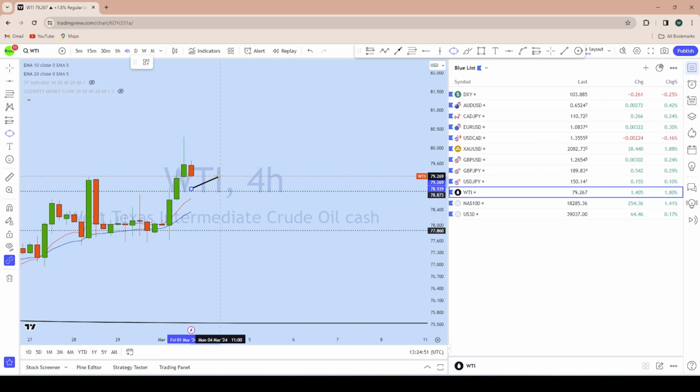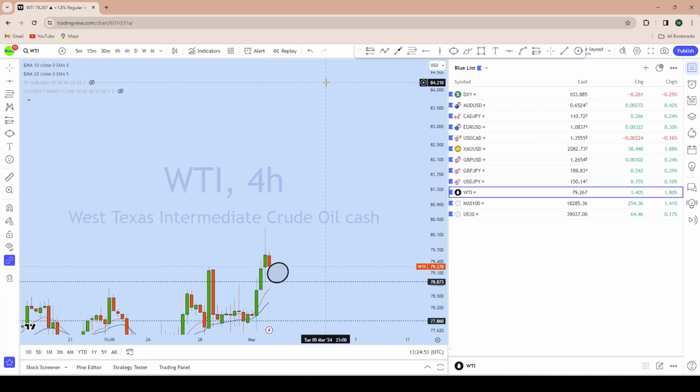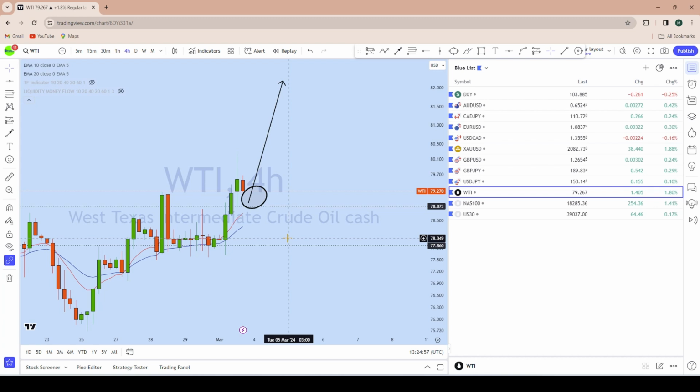And I think the WTI might remain strongly bullish in the upcoming week as well. As soon as we see that it dropped back down to this support level, we will be looking for going long on WTI with a high probability trade setup.